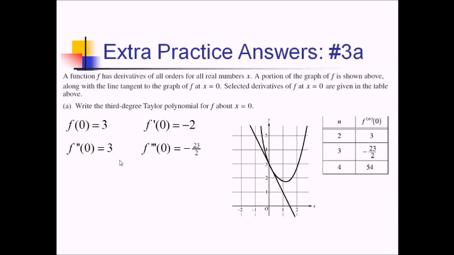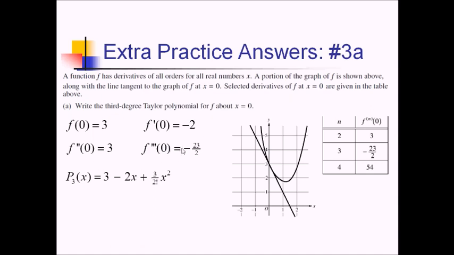Setting up my general Taylor formula here, I'm going to have f of 0, which is 3. So this is p sub 3, a third degree polynomial. And then we also have f prime of 0 times x, so this will be negative 2x. Then f double prime of 0 over 2 factorial, so 3 over 2 factorial being added, and x squared. And then finally we have f triple prime of 0 over 3 factorial x cubed.